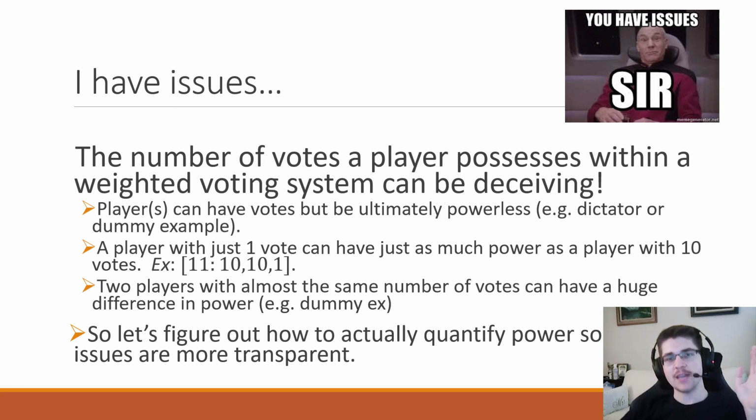And that's why we need to quantify the power in the system so that we can analyze these things with less guesswork. It's most likely been a little bit hard to follow me because I've been jumping around with so many different numbers, and I apologize. But I wanted to give you a lot of different contexts and cases to see the difficulty and the problems that arise with weighted voting systems.